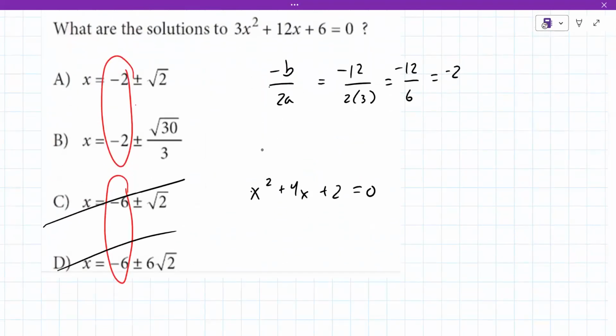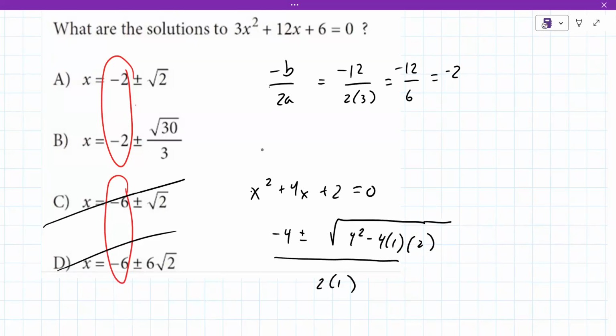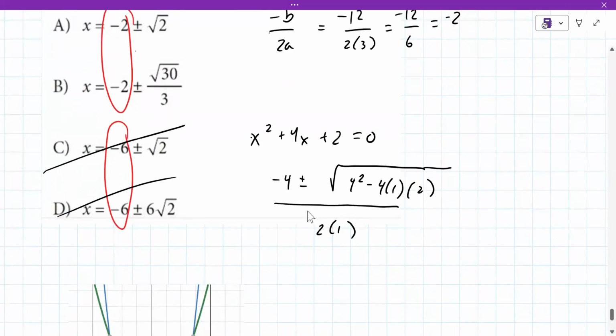So it's still minus b, minus 4 plus or minus the square root of 4 squared minus 4 times 1 times 2, all over 2 times 1 now. So you still get that negative 4 over 2. Inside the root here, 4 squared is 16. 4 times 1 times 2 is 8. So it's negative 4 plus or minus the square root of 8 over 2.